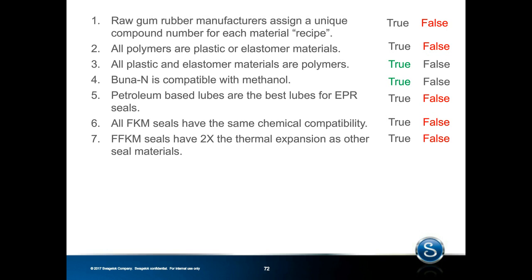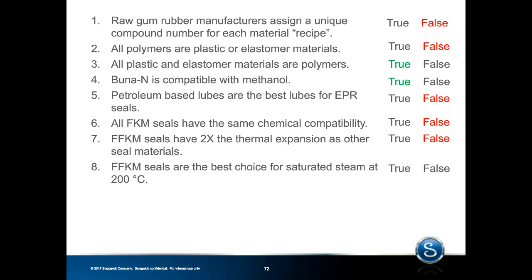Number 8, FFKM seals are the best choice for saturated steam at 200 degrees C. And if you remember, I had mentioned that above 300F, pretty much the only choice that you have there in that application is FFKM seals.